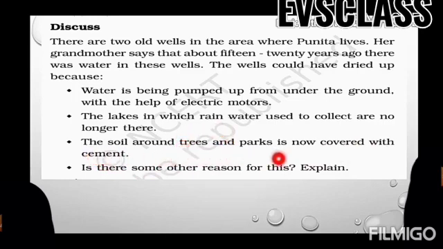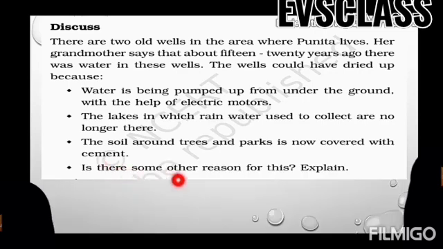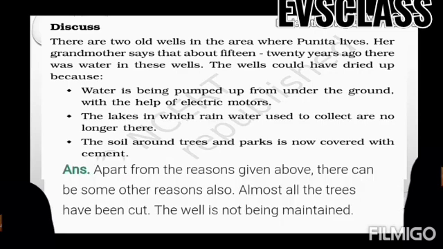See, of all the reasons, students, the soil around trees and parks is now covered with cement, and the lakes in which the rainwater used to collect are no longer there. Understood, students? Next, is there some other reason for this? Explain. Are you thinking of any other reason, students? Apart from the reasons given above, there can be some other reasons also. Almost all the trees have been cut. The well is not being maintained, as you see with the step wells.